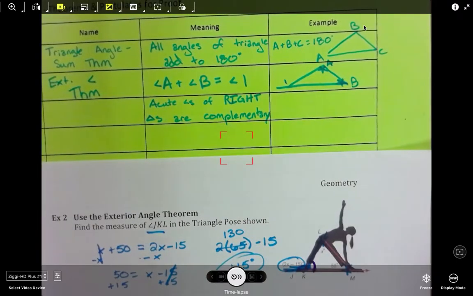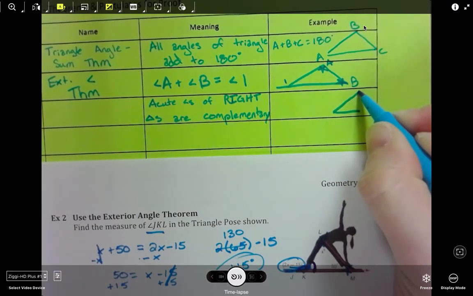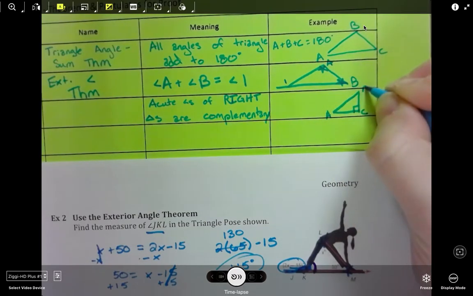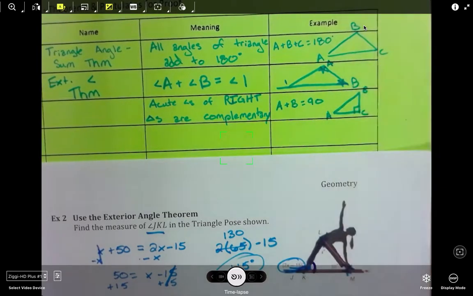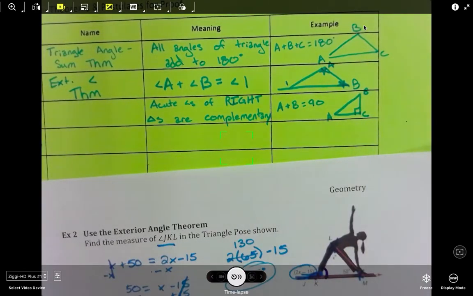Okay, and here's my picture. I'll do a picture over here on the side. Here's C and A and B, and I will say A plus B equals 90. That just kind of gives me a shortcut. If I know what A is and I know that C is a 90-degree angle, I only have to subtract that A from 90 to get what B is. It's just kind of a shortcut, right?